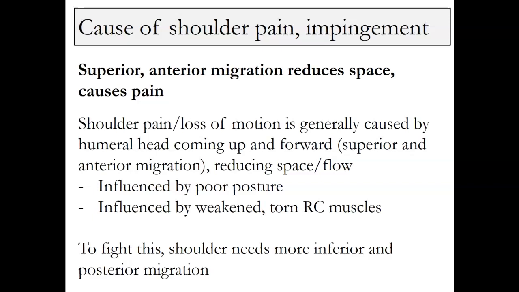And this pain, this loss of motion, is generally caused by the head coming up and forward, superior, anterior migration, reducing space and flow. Influenced by poor posture, influenced by weakened, torn rotator cuff muscles. And we'll do this in the lab, and you'll see there's this great exercise you can do, this great joint mobilization, where you just push the humeral head back into place.